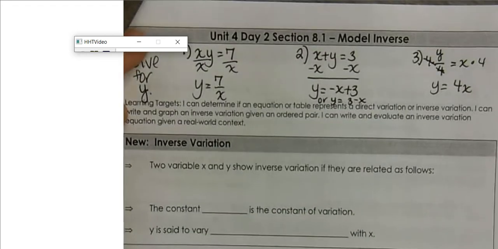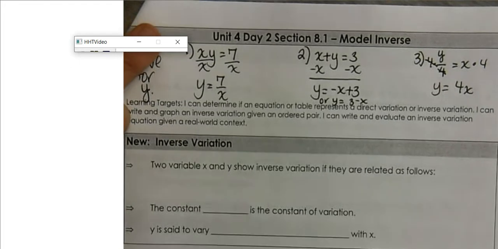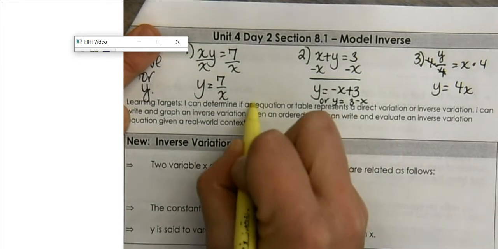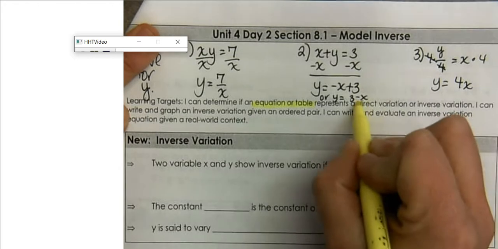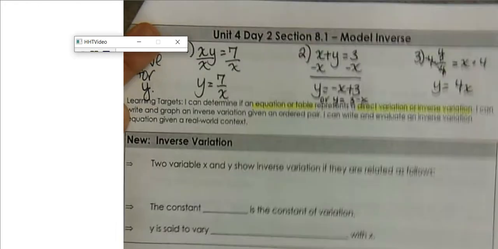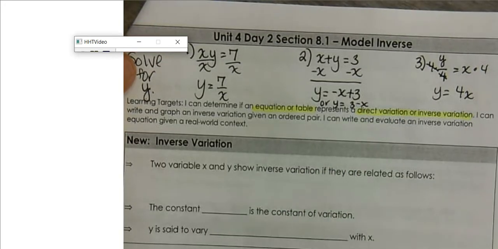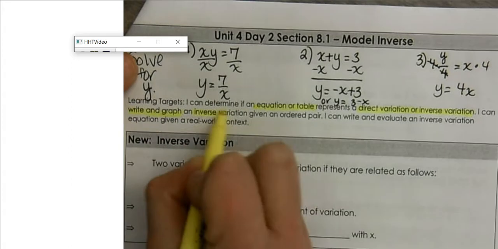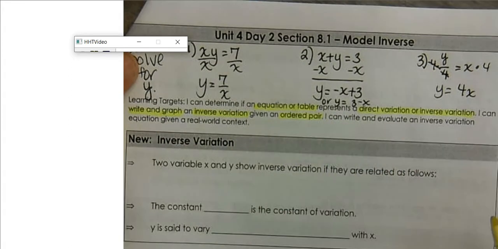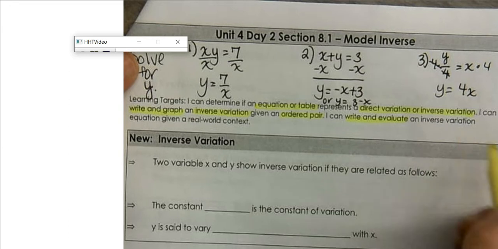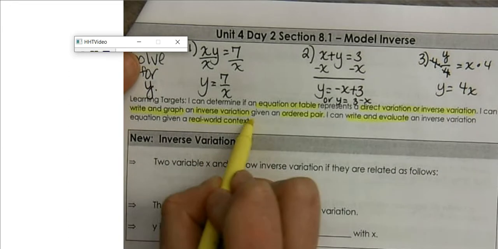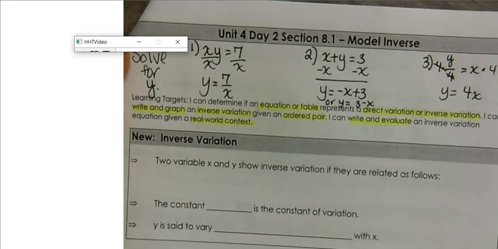And our learning targets for today are for you to be able to say: I can determine if an equation or table represents a direct variation or inverse variation. And I can write and graph an inverse variation given an ordered pair. And I can write and evaluate an inverse equation given a real-world context.